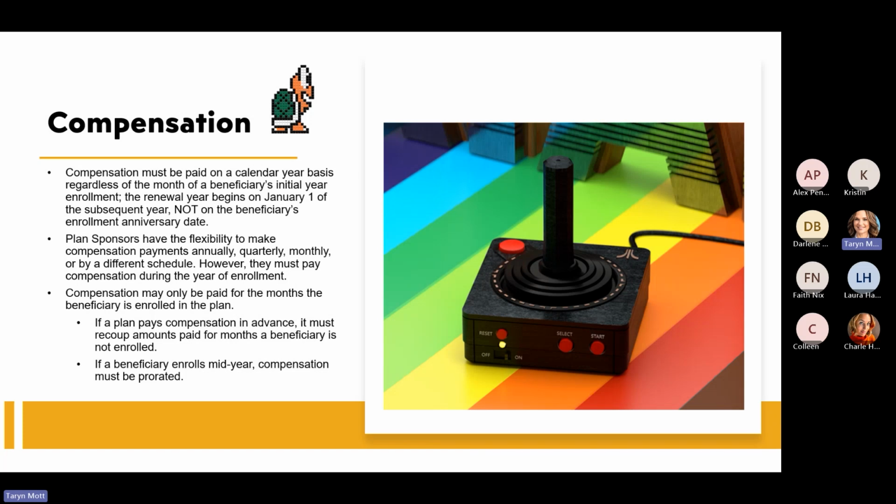Plan sponsors have the flexibility to make compensation payments annually, quarterly, monthly, or by different schedule. However, they must pay compensation during the year of enrollment. Compensation may only be paid for the months the beneficiary is enrolled in the plan. If the plan pays compensation in advance, it must recoup amounts paid for months a beneficiary is not enrolled, just like I was explaining earlier. If a beneficiary enrolls mid-year, compensation must be prorated.